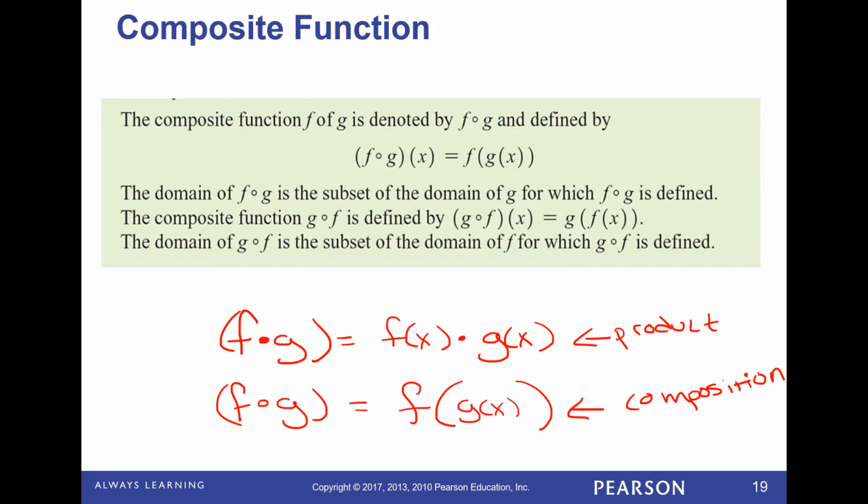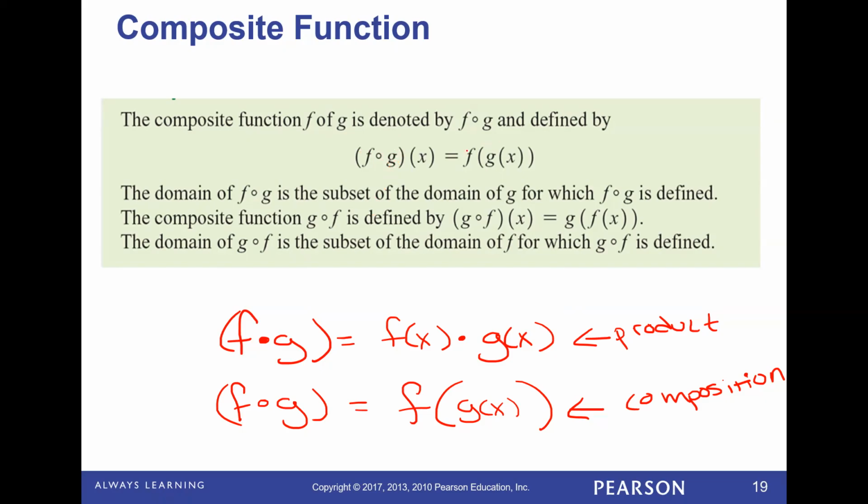Okay, so what's the big difference between composition versus multiplication? Well, with multiplication, you're just multiplying two functions together. A composition means that you're taking one function and putting it inside of another function. Now, that is going to give us a little bit more to deal with for the domain. So the domain of f composed of g is the subset of the domain of g for which f composed of g is actually defined. This is only if the g is on the inside. So if we say f composed of g, then it's the subset of g that defines it for f composed of g.